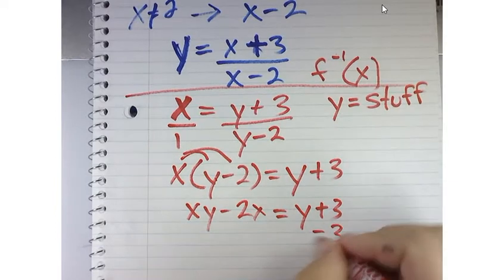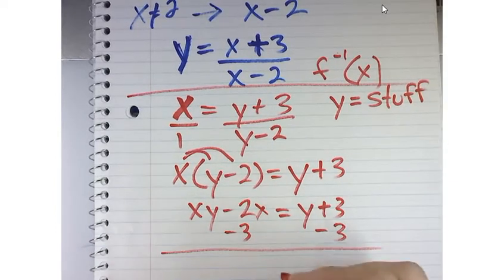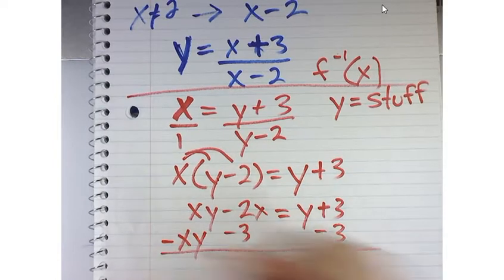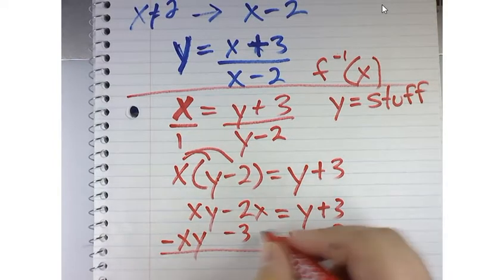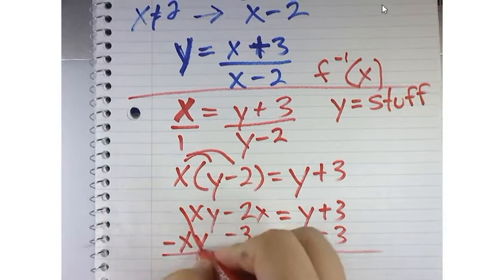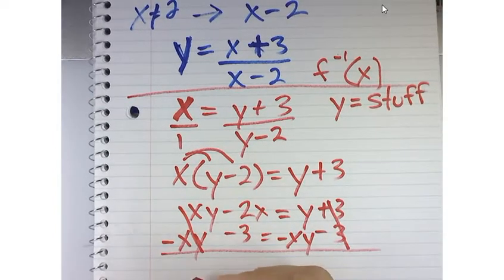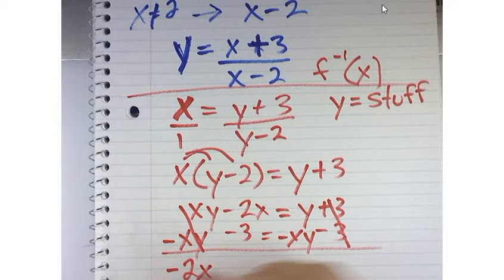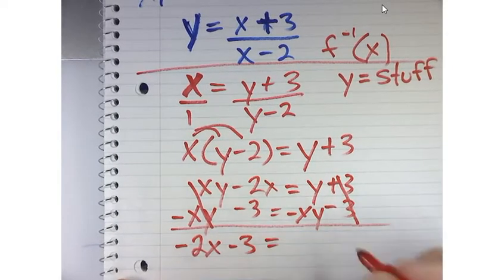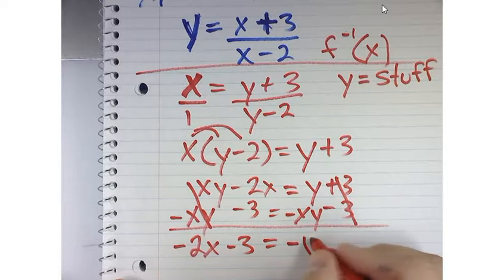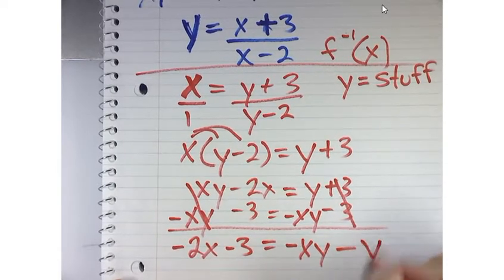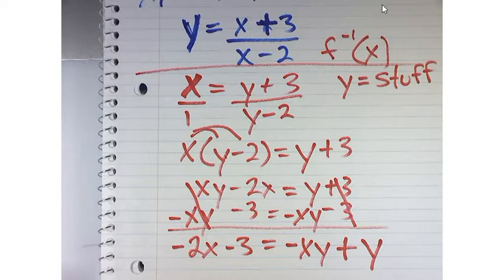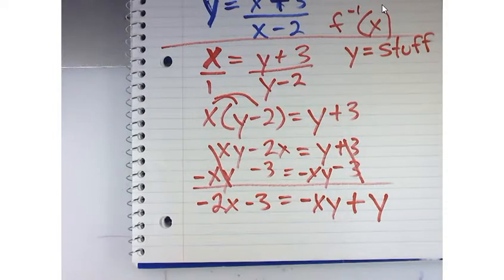Then what I'm going to do is I'm going to subtract 3 from both sides to move the 3 away, and I'm also going to subtract xy from both sides. And what that will do is these will cancel on this side, the 3's will cancel on this side, and I get negative 2x minus 3 is equal to negative xy plus y. I'll just pause there for a second so that you guys can kind of digest that. Make sure that makes sense to you.